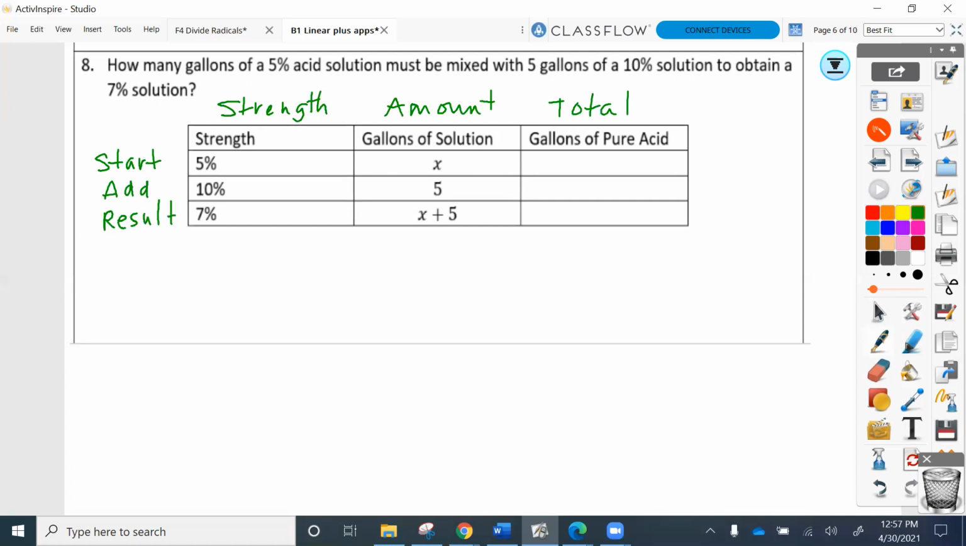So let's read the problem again here. So how many gallons of a 5% solution? So here's your variable. And this is what you're adding, right? You're adding 5 gallons. And the result of the actual gallons you would have is whatever you started with and add 5 in, right?